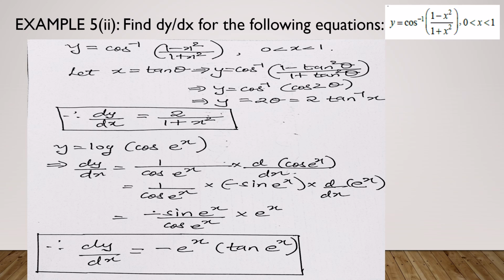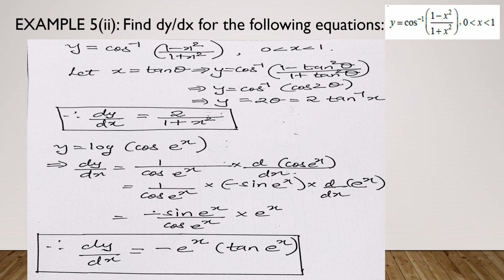Second one, y is equal to log of cos of e raised to x. Okay, so here we will again need to apply the chain rule. dy by dx is equal to, first of all, log of any value is 1 upon that value. Log x derivative is 1 upon x. So for log of cos e raised to x, the derivative is 1 upon cos e raised to x into derivative of cos e raised to x.